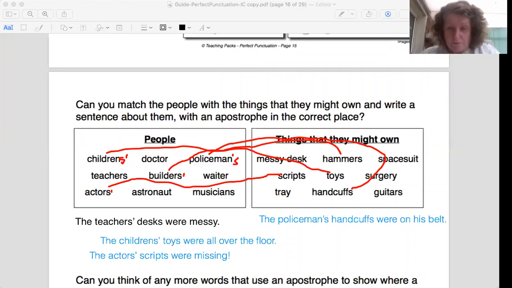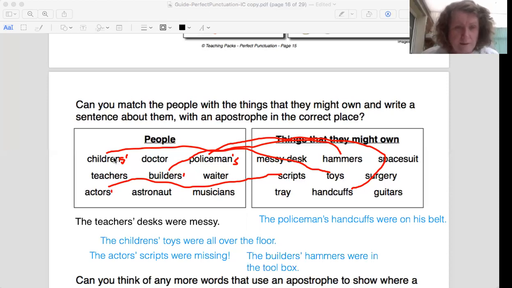The builders' hammers were in the tool box. There's more than one builder. Because there's more than one builder, you have the apostrophe here. So let's try another one.